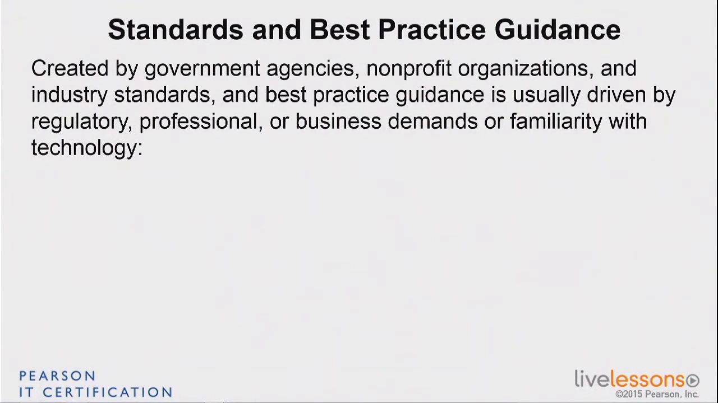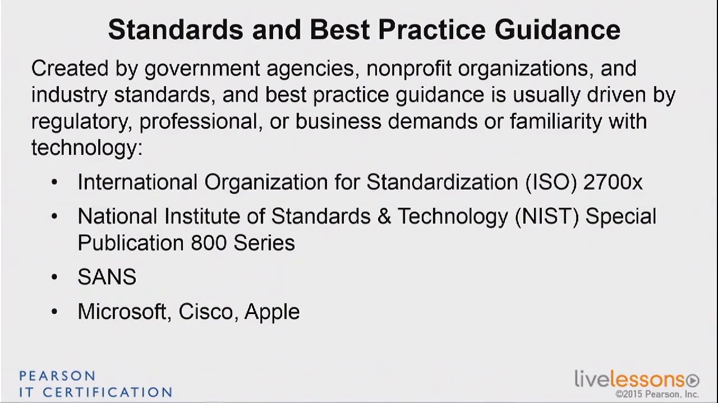So you may wonder, well, where do I find what my standard should be? There is a lot of best practice guidance out there. They are created by government agencies. You'll see them by nonprofit organizations. There are industry standards. There's best practice guidance. And it's usually driven by a regulatory professional or a business demand or familiarity with technology. So some sources are the International Organization for Standardization, referred to as ISO. The ISO has a 27,000 series. It's a whole series of standards and guidance and best practices in relation to information security. The ISO 27000 series, however, you do have to license, you have to purchase that, and later on we'll be taking a tour out to their website.